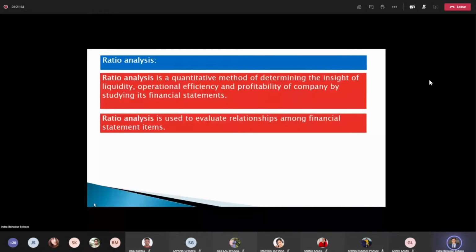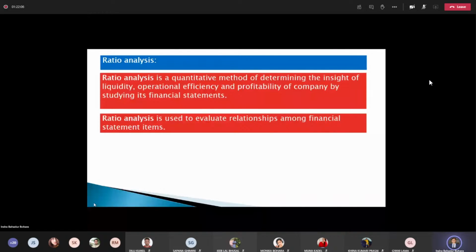So the amount of profit is not better to interpret the result. Amount of profit does not show the symptoms for better profitability position, but percentage or ratio should be calculated with respect to profit with respect to different variables. Then that can be compared with previous years, with the industry average, or with other different competitors to find out the real profitability position.